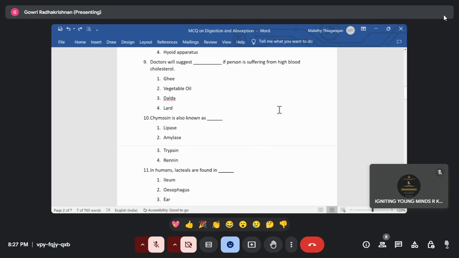Now, question number 9. Doctors will suggest dash if a person is suffering from high blood cholesterol. Now, what is the common thing you see here in the options? One thing is ghee and dalda and lard. You know what is lard? Any idea what is lard?